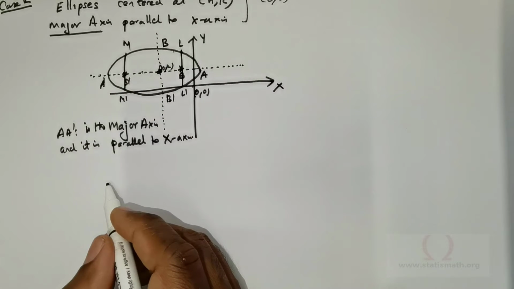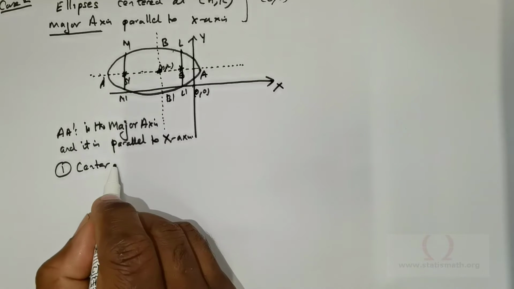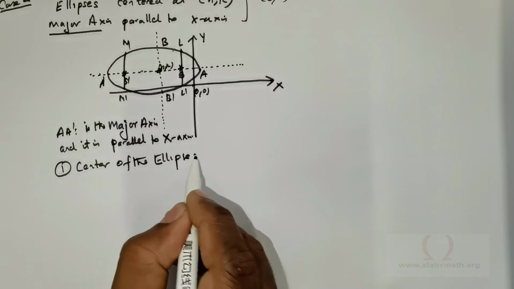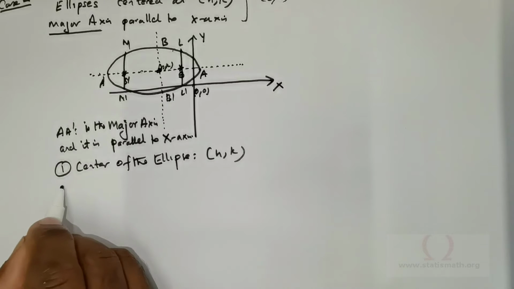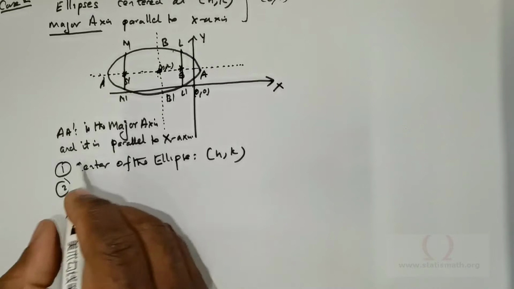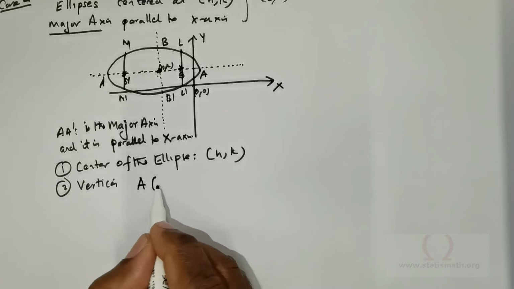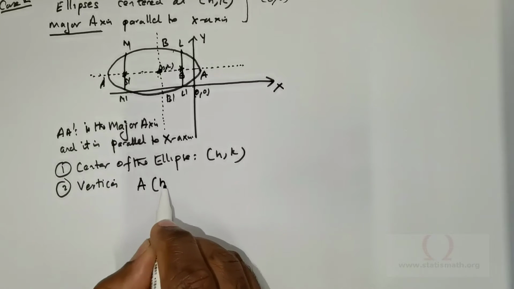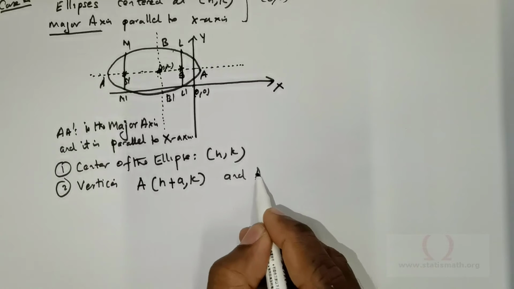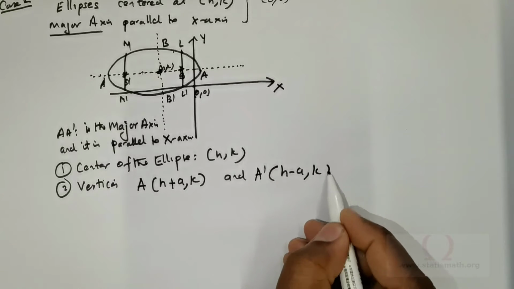Now before we go to the vertices, let us write the center. The center of the ellipse is going to be h, k. That's the first observation. The second observation is the vertices. The vertex A is given as (h plus a, k), and A dash is given as (h minus a, k). So this is very critical.